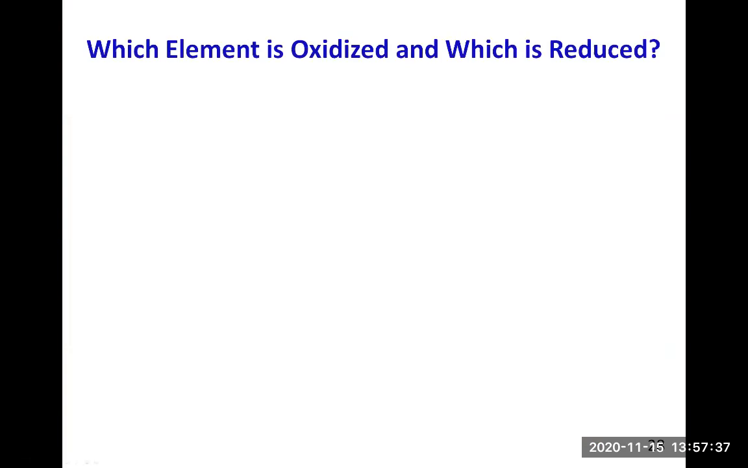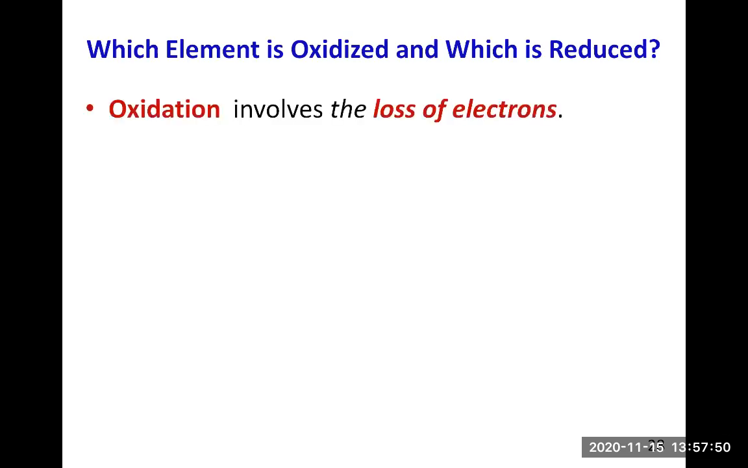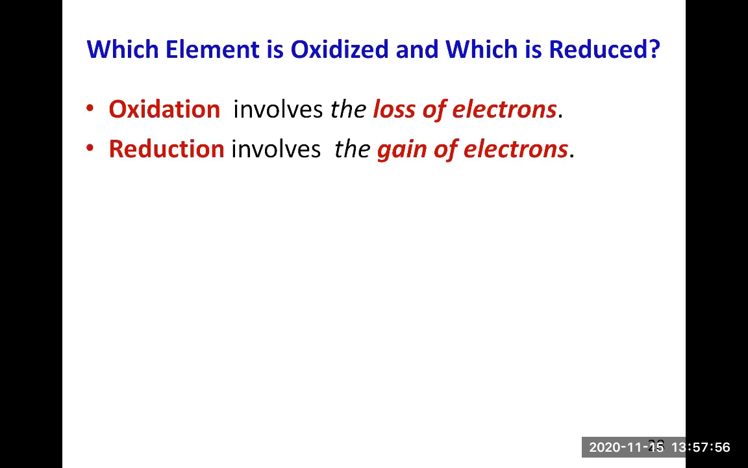So which element is oxidized, which is reduced? When you have an oxidation reduction reaction, you have both an oxidation happening and a reduction happening at the same time. You cannot have one without the other. Oxidation involves the loss of electrons, and reduction involves the gain of electrons, and so that's why they have to happen at the same time. Some elements will lose electrons and another element will gain those electrons.